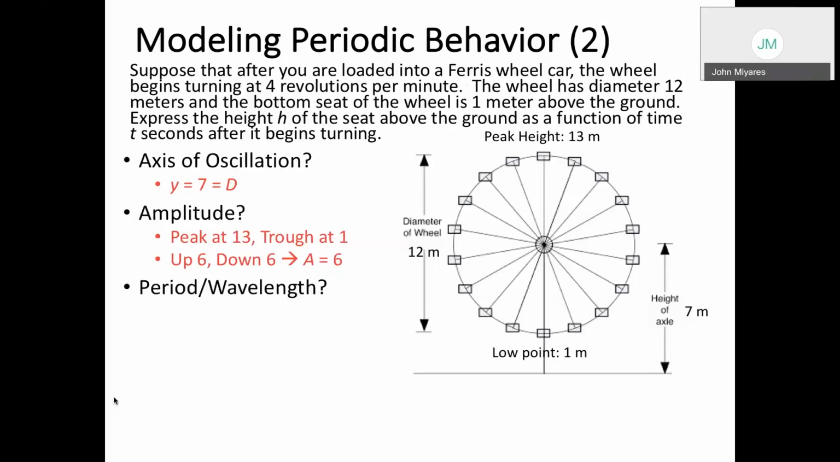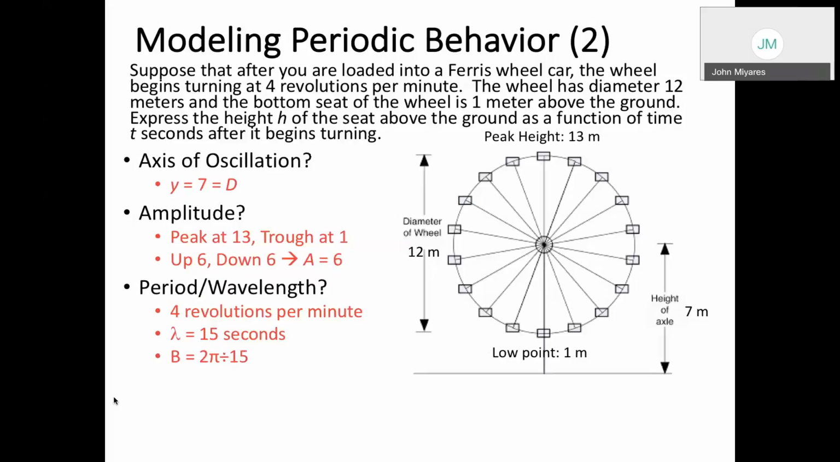The wavelength is going to be how much time it takes to go through one full revolution. We're told that the wheel rotates 4 revolutions every minute. So with 1 minute being 60 seconds, that's going to make each revolution take 15 seconds. So that's going to be our wavelength, lambda equals 15. To get the B value, we're going to take 2 pi divided by our wavelength, 15, which doesn't really divide out well, so we're just going to leave it as the fraction 2 pi over 15.